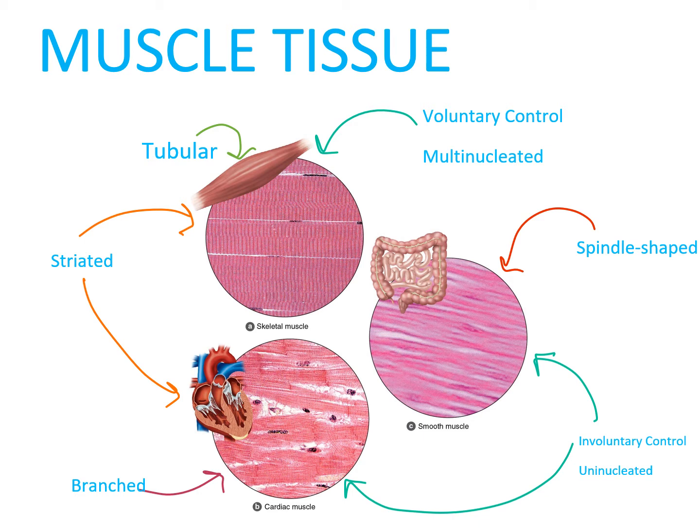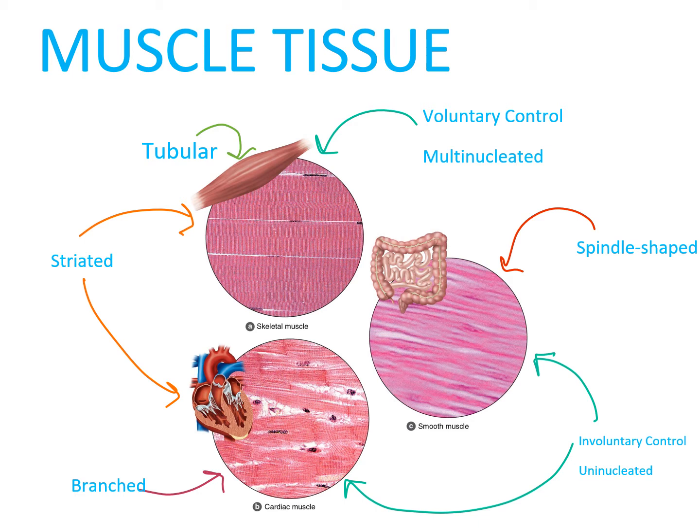Our second type of muscle is also striated, but also branched. This is cardiac muscle. Cardiac muscle is found almost exclusively in the heart, and it only has one nucleus. This allows it to have coordinated contraction. Our cardiac muscle is also under involuntary control, which means I do not decide when cardiac muscle contracts. Instead, this is regulated in the brain by higher order commands.